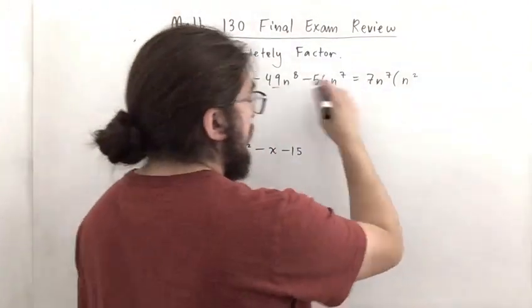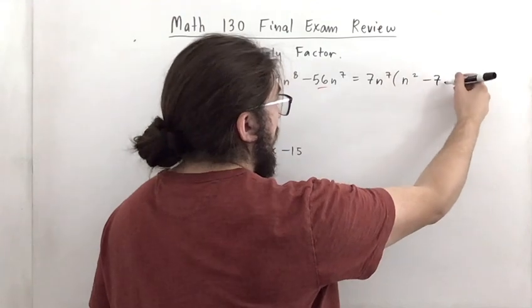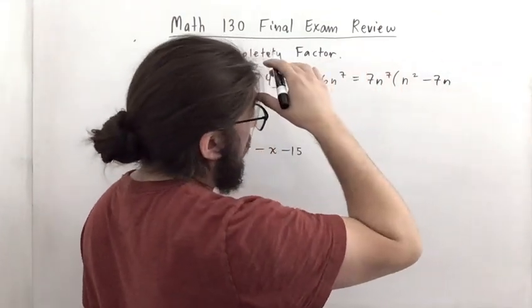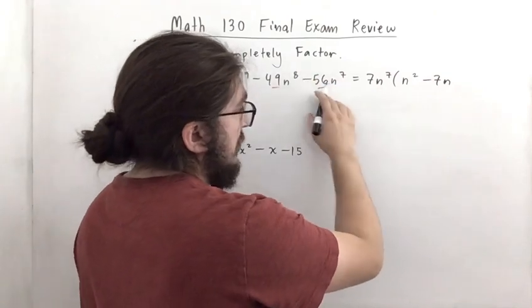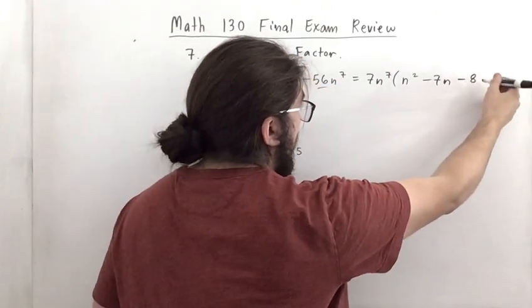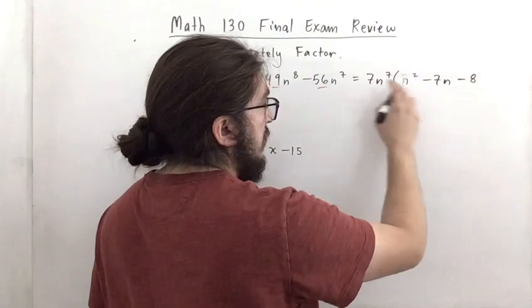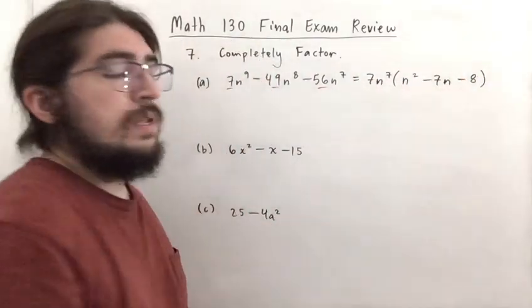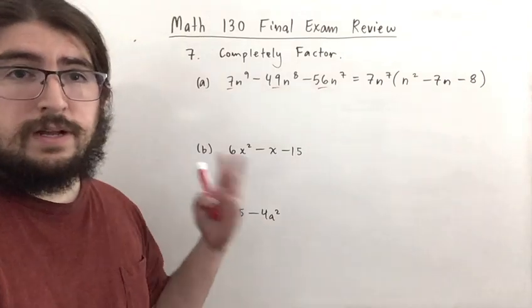So the second one, 7 times negative 7 will be that 49. N to the 7 times n to the 1 will be n to the 8th. So there we go. And then 7 times negative 8 is negative 56. And then you don't need any more n's. The n to the 7th distributive will give you back this n to the 7th. So there we go. So we factored a little bit anyways.